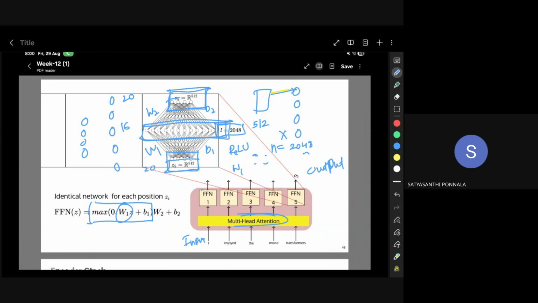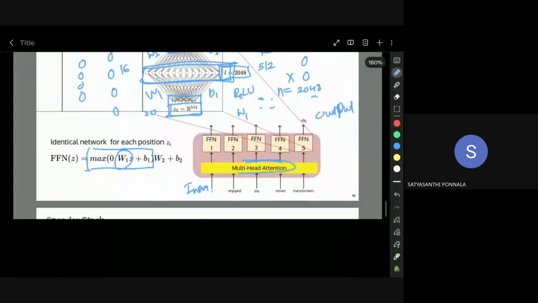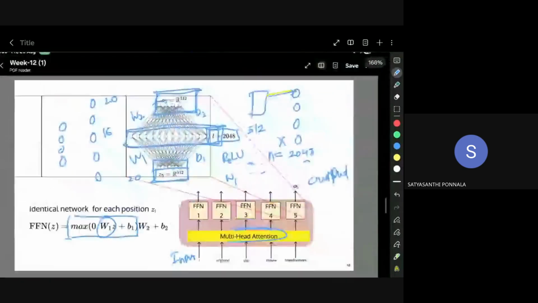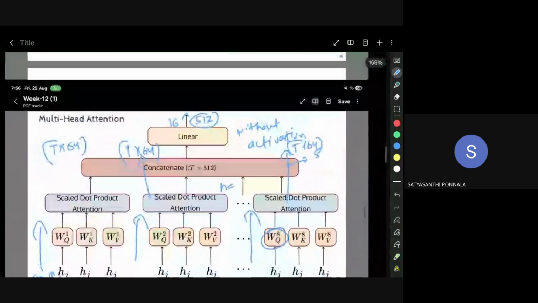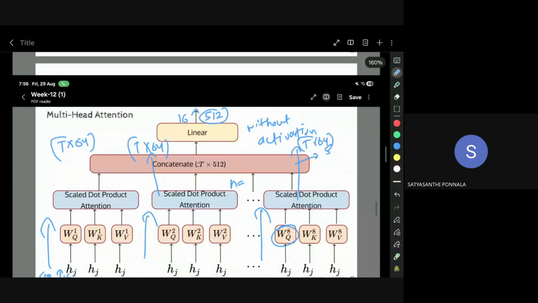Sir, what does head output 10 mean? Okay, now we are talking about this, right? This one head is producing an output of size 10 dimension. Another head will produce 10 dimension. Now if you concatenate these two, you'll get a 20 output. Each head will produce t cross 10, t cross 10, then you'll finally get t cross 20.